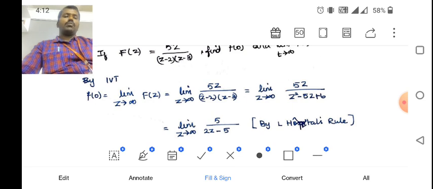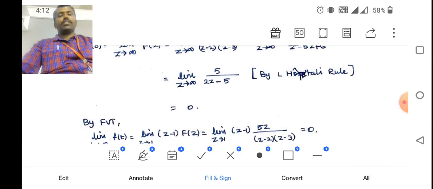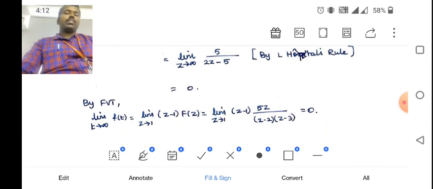Differentiate the numerator and the denominator terms. 5z differentiation is 5, z square differentiation is 2z, minus 5z differentiation is 5, plus 6 differentiation is 0. Therefore, limit z tends to infinity, 5 divided by 2z minus 5. Therefore, by the L'Hospital rule, the value is 0.